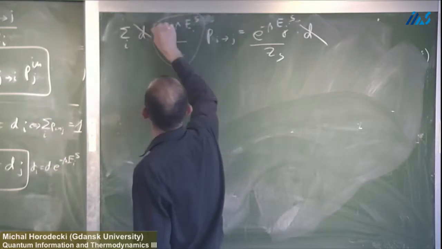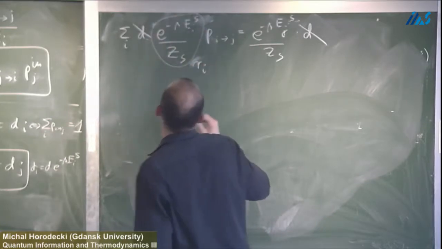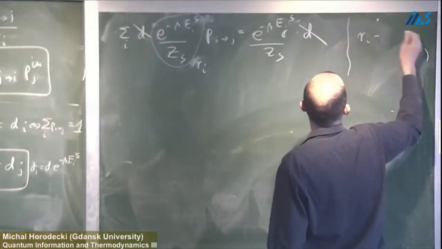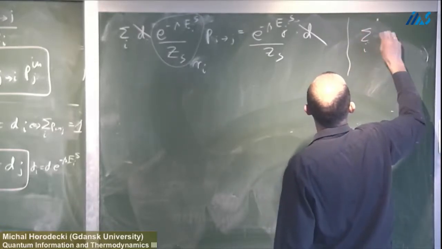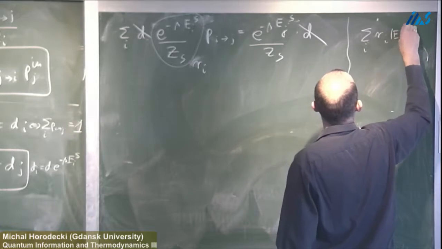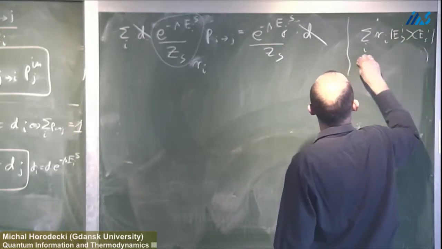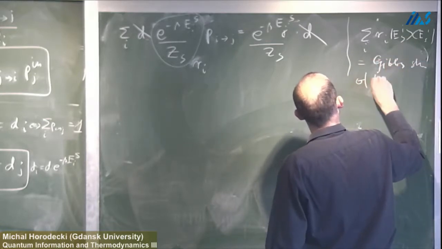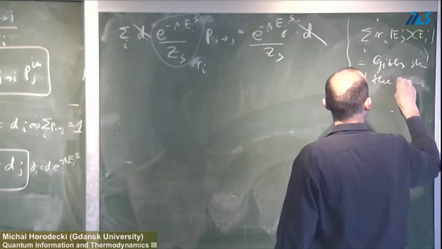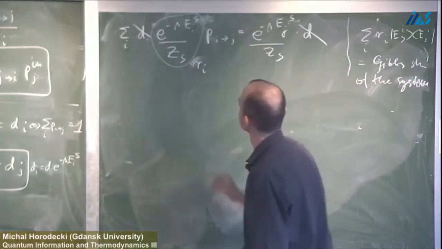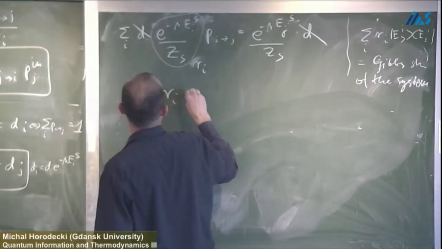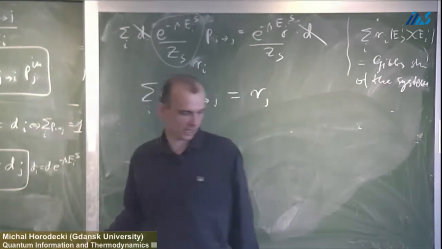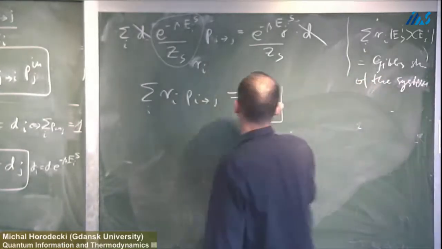Let's call this q_i, r_i. It's a probability of a Gibbs state. So r_i is a Gibbs state, so sum over i of r_i is a Gibbs state of the system. Right, so we do this. Okay, must be equal to. Okay, that was what I wanted to derive.